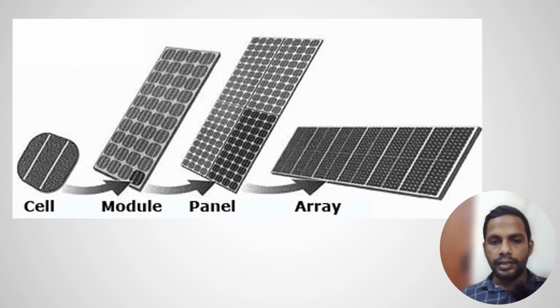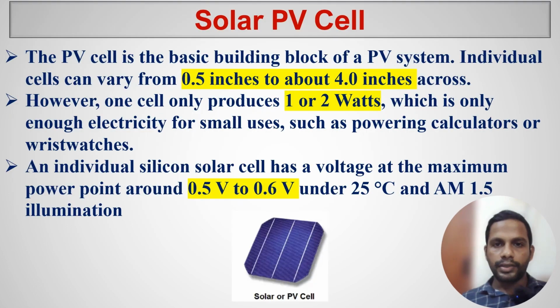So that's it, you understand: cell, module, panel, and array. Let's look at them one by one. A solar PV cell is the basic building block of the system. As I said, the size is probably 0.5 inches up to 4 inches. It depends on the manufacturers. We'll look at each later. So how does one cell produce 1 to 2 watts?